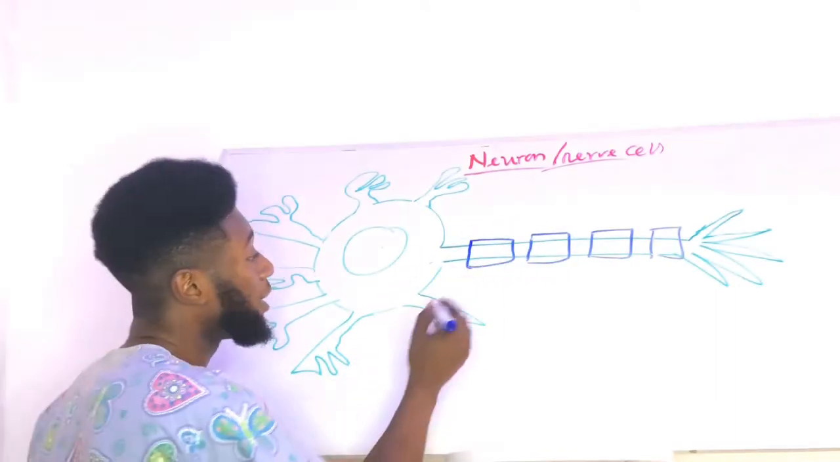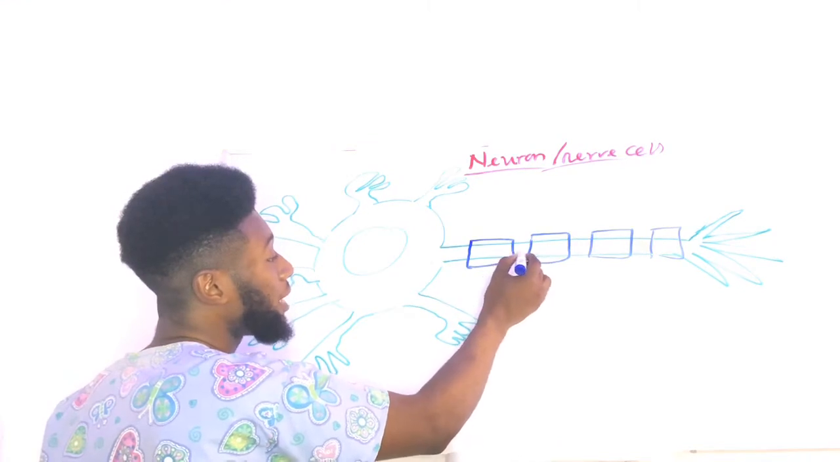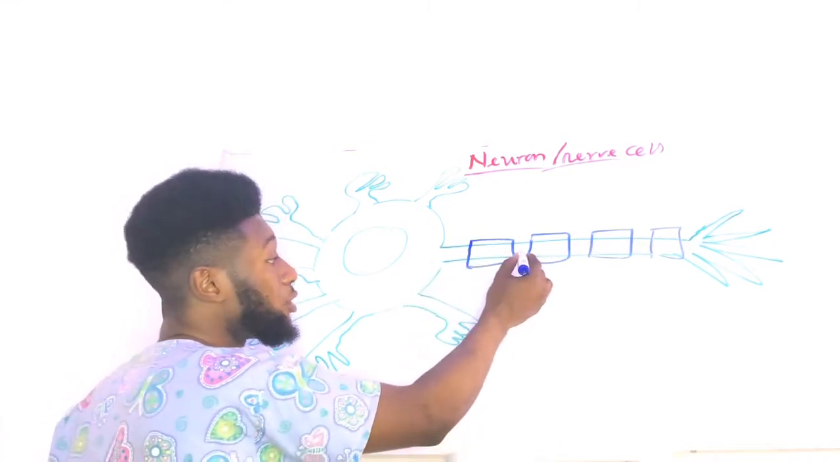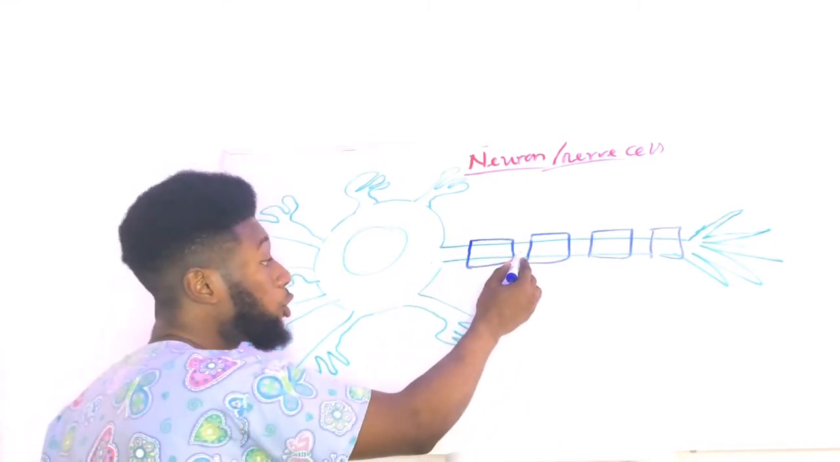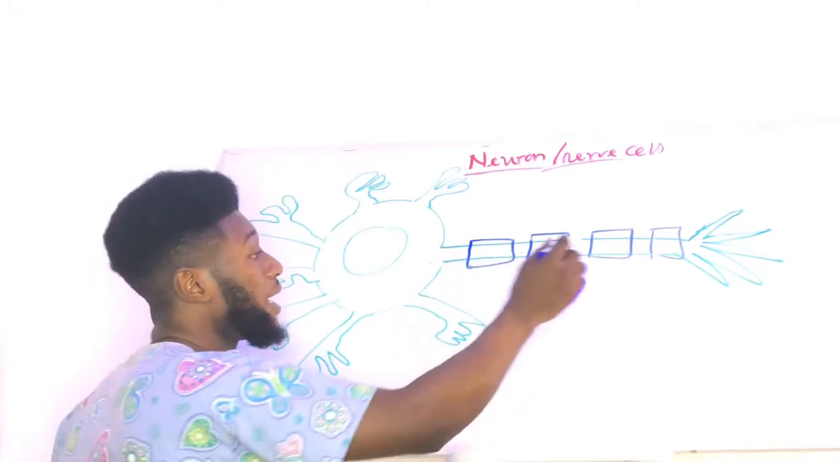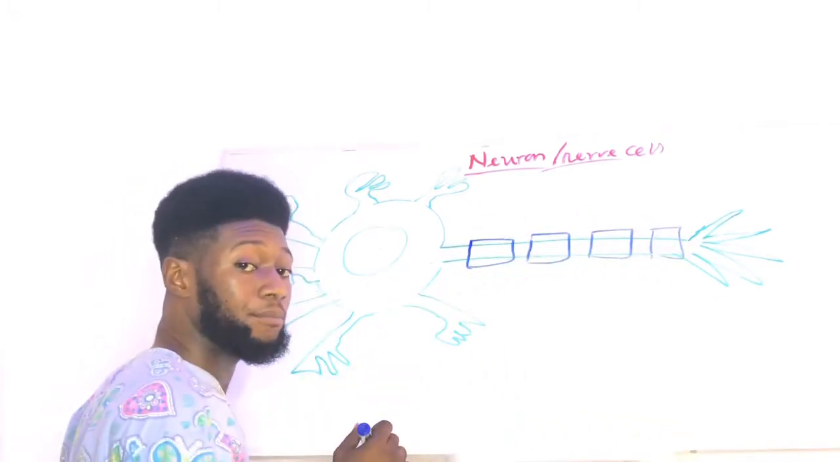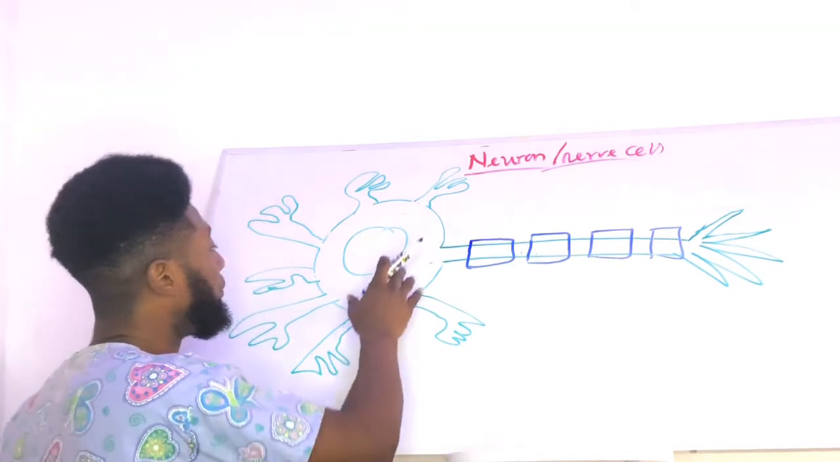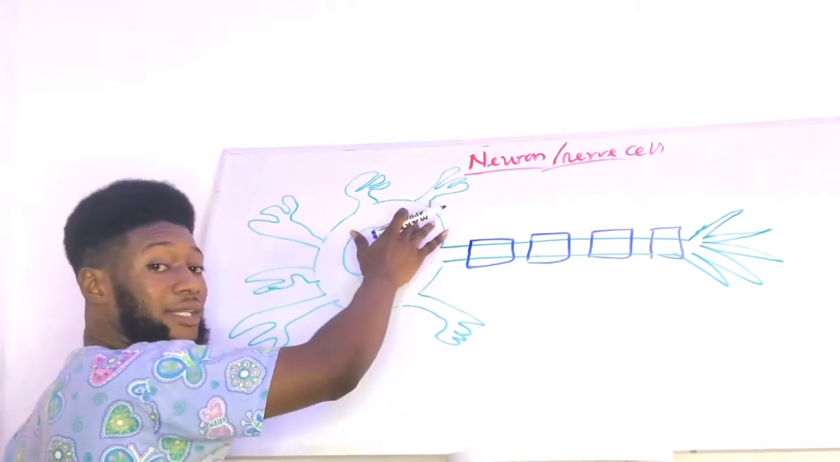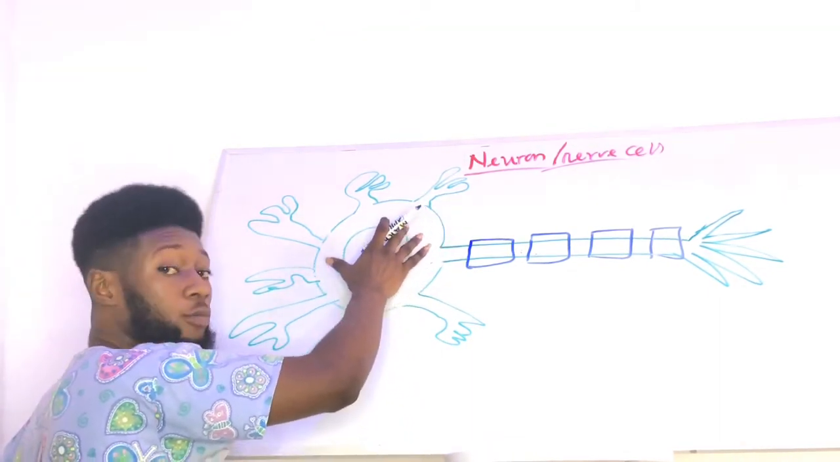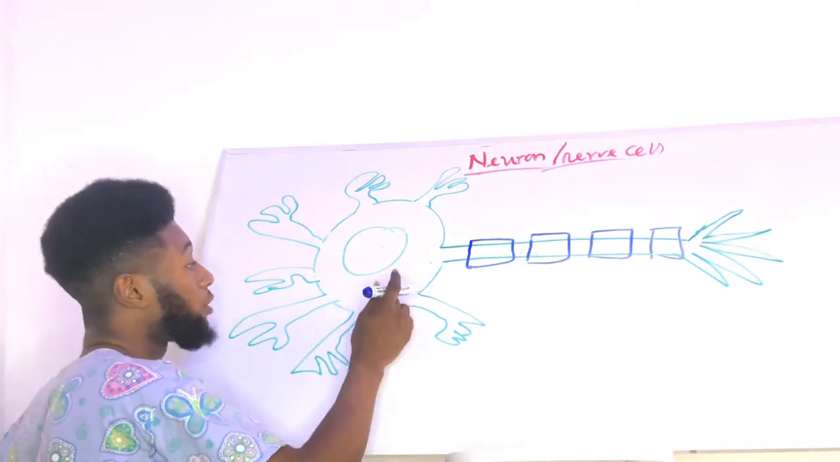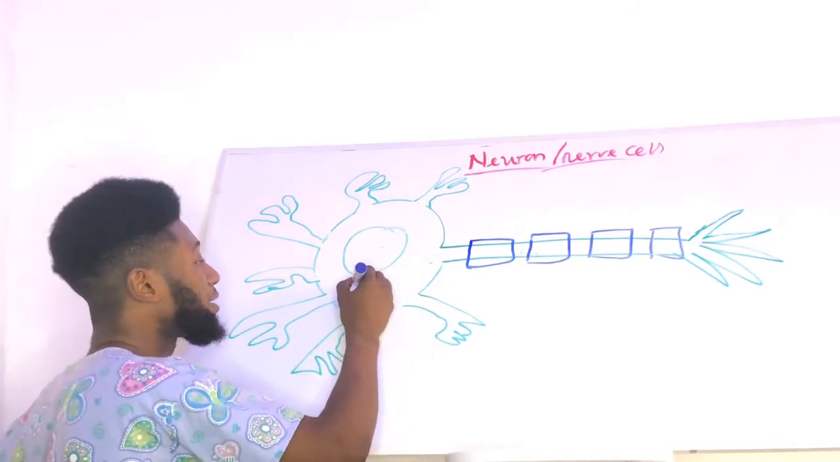Now, in between, realize that there is something like this. This is the node of Ranvier. The node of Ranvier. And this is the axon terminal. This is the soma, the cell body. Right? This is the soma, that's the cell body.